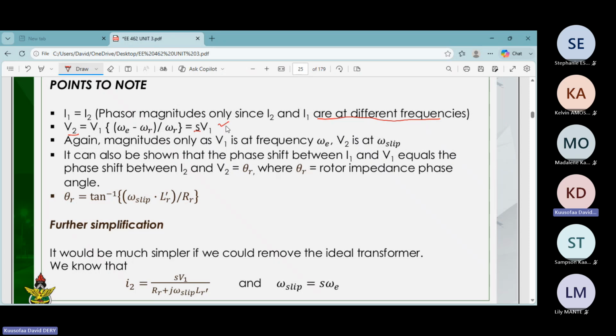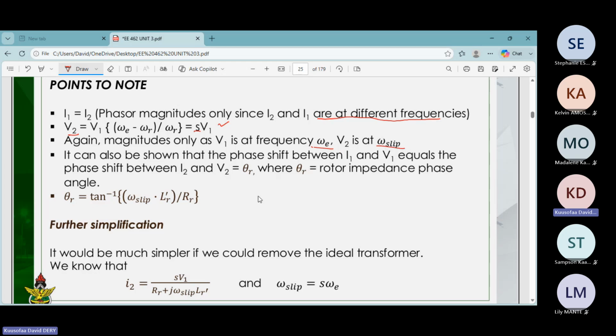So what we want to do is ensure that this V2 that we have has the same frequency as the V1. So that is what we are trying to do. So we look at the motivation. Again, V1 is at omega E, which is the supplied frequency, and this one is at omega slip. So they have different frequencies. So we have to ensure that they all have the same frequency.